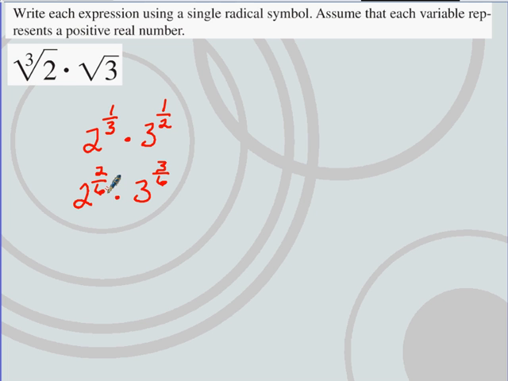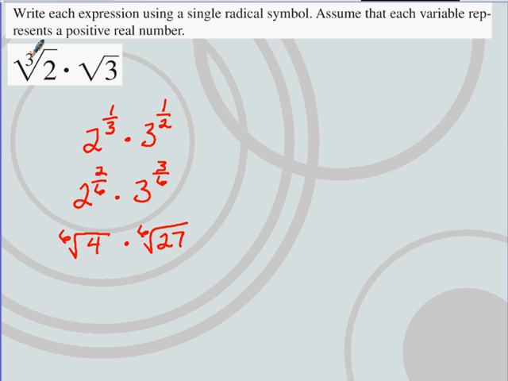Top number is the power, bottom number is the radical. I'm going to actually write this as the sixth root of 2 to the second power. I'm going to write this as the sixth root of 3 to the third power. Now they'll combine. That's just basic fractions is all I use there.